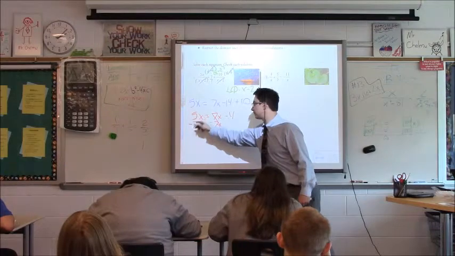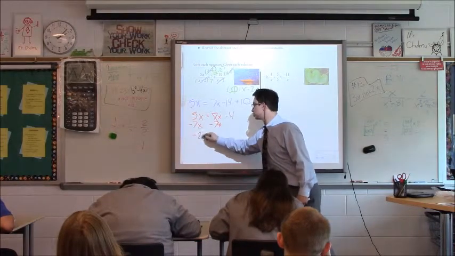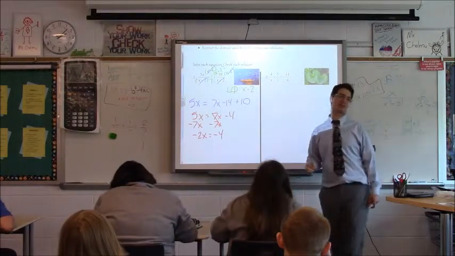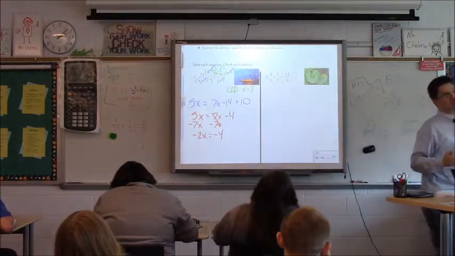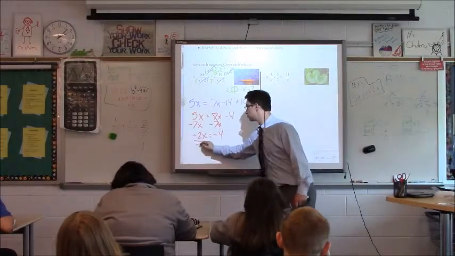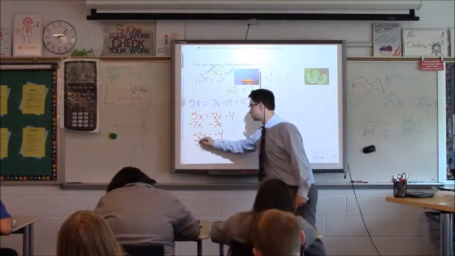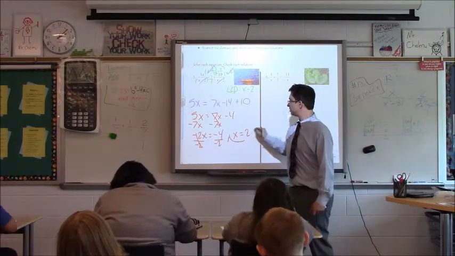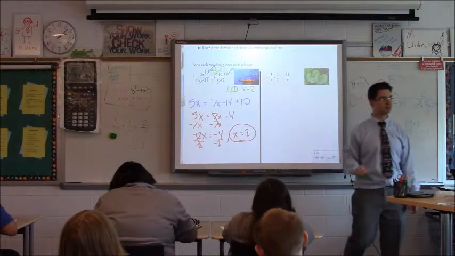Now you just have 5 minus 7, which is negative 2x. I thought you wanted to keep that positive. Well, that's only for quadratics. For linear equations, it doesn't matter too much. And then divide by negative 2. So, x equals 2. We got our solution.